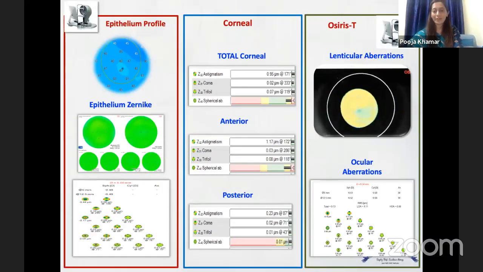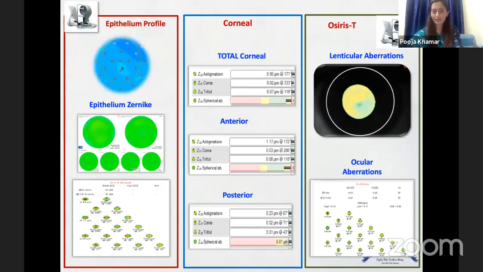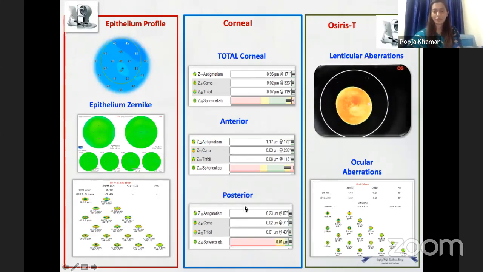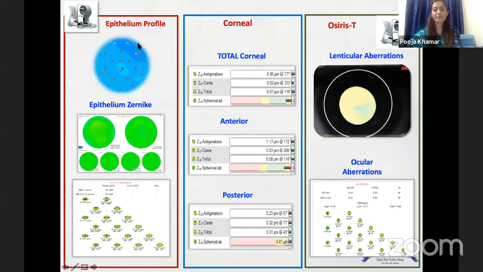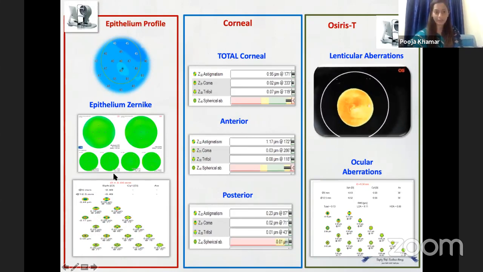So aberrations are not just from your cornea. We knew that they come from your total anterior and posterior cornea or your internal aberrations, but now there is an addition: we also need to take your epithelial aberrations into consideration.